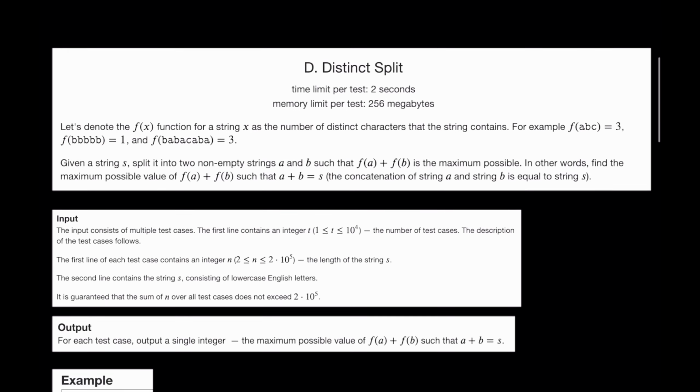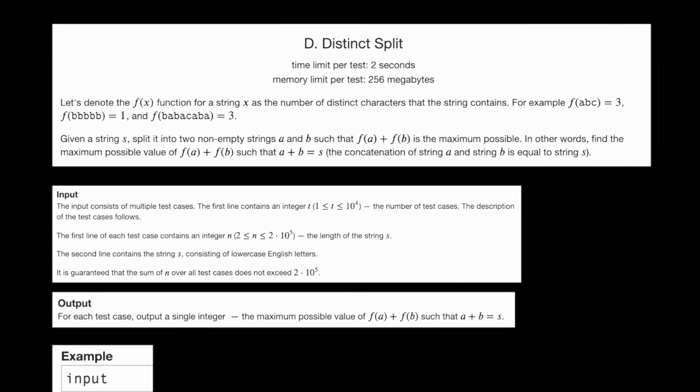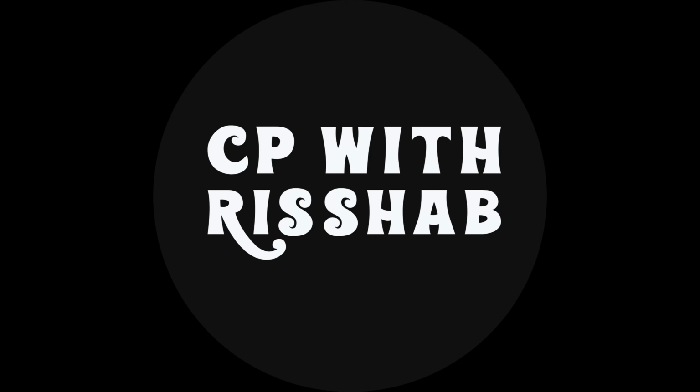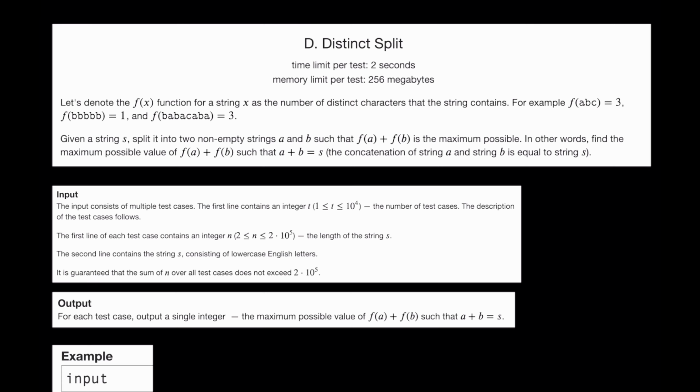Hope you're all well. So today we are going to discuss the 8th problem in the TLE Eliminator CP sheet, 1000 rated problems. The problem name is Distinct Split. So let's get started. Let's start by reading the problem statement first.